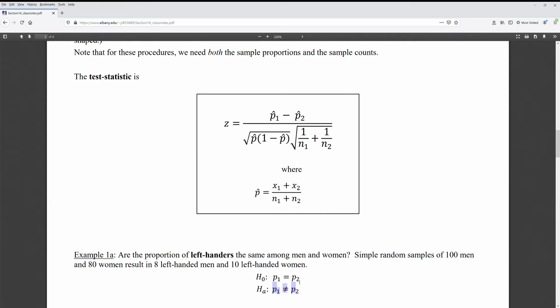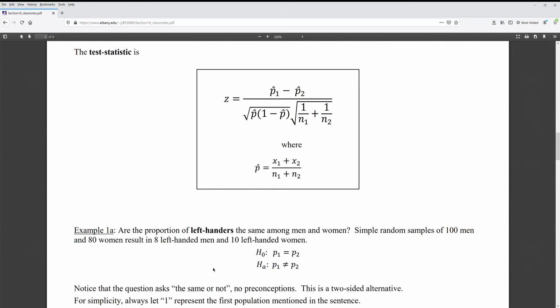If P1 hat and P2 hat are relatively close to one another, then H0 is plausible, and it's plausible that men and women are equally likely to be left-handed, that the proportions of them are the same. On the other hand, if P1 hat is a lot less than P2 hat, then it would suggest that P1 is less than P2, and vice versa, but only one of those is going to be plausible once we look at the numbers. On the other hand, if P1 hat and P2 hat are very different, then it suggests that P1 and P2 are very different. What do we have?